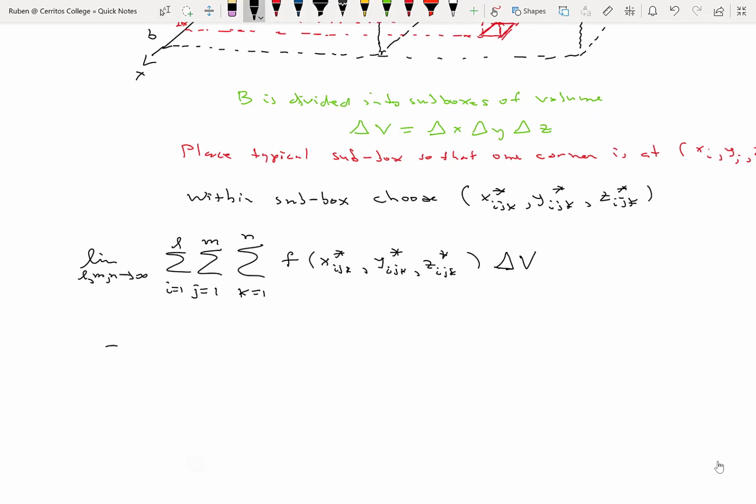And my students, that's the definition of the triple integral over the box B of the function f of x, y, z dV.